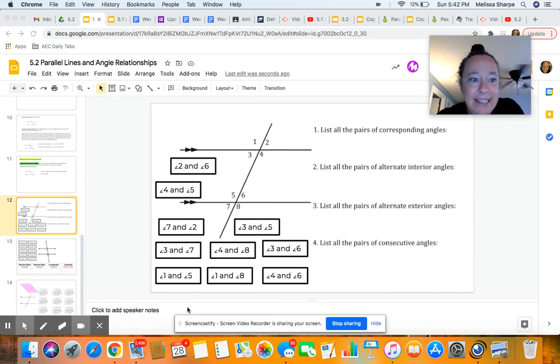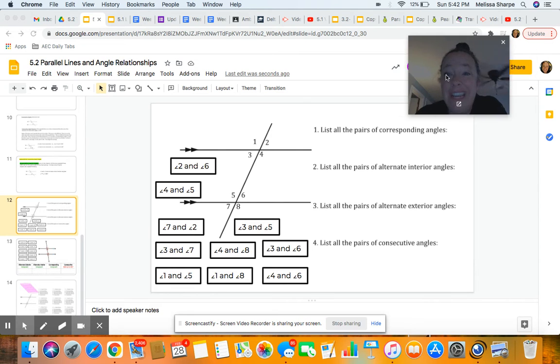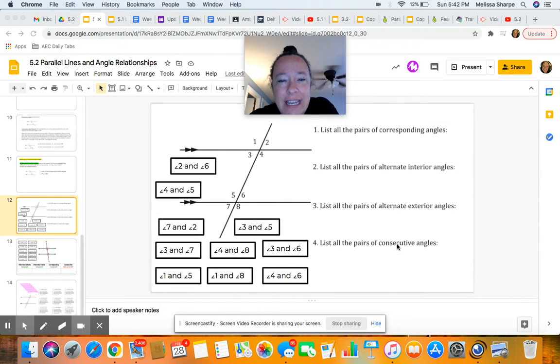Okay, so let's look at this slide. I want you to list all the pairs of corresponding angles, all of the pairs of alternate interior angles, all of the pairs of alternate exterior angles, and all of the pairs of consecutive angles. Now, it just says consecutive angles, but it means consecutive interior angles.